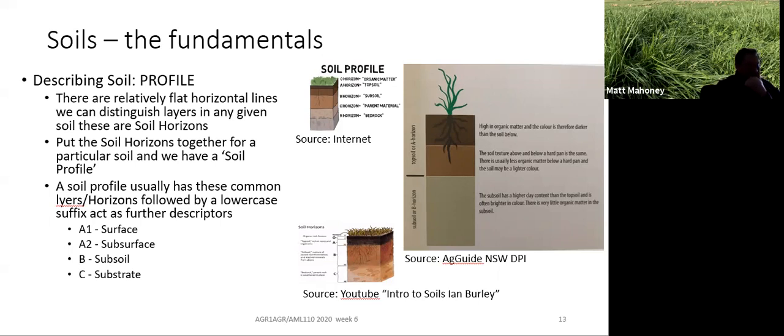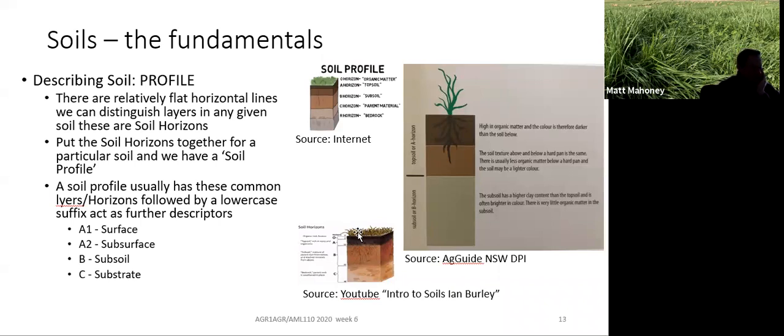If we have a look at this little picture down here, in some soils the O horizon is a very rich organic matter horizon. Generally in our cropping soils, it doesn't get a chance to build up, and a lot of our soils actually don't have such a horizon.